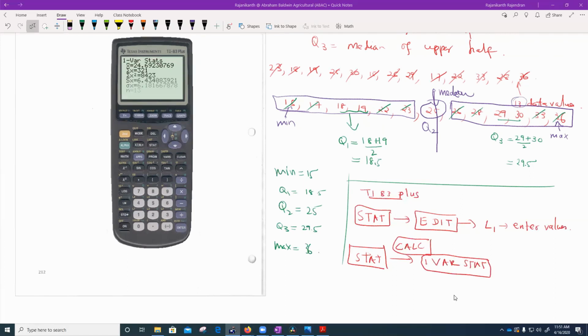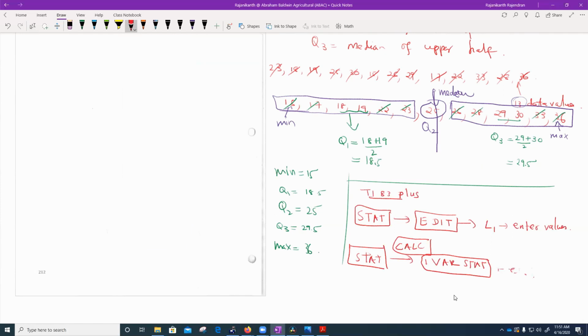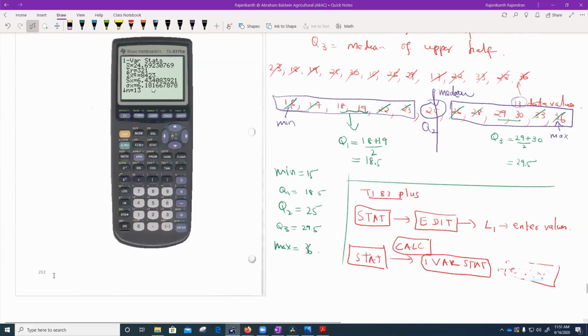One more time. Oh, you see now, you get a lot of things, right? You get X bar also there. The first one, what does this X bar mean? The mean, the average, right? If you move your cursor down, you see the minimum 15, we got that. Q1, 18.5, we got that. Median, 25. Q3, 29.5, and the max, 36. Do you see all five numbers? Say yes or no? Yes. So this is the way to find the five number summary.